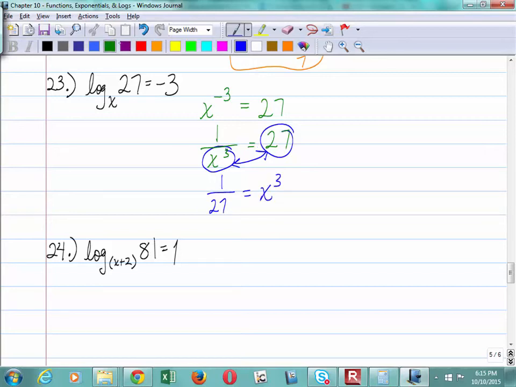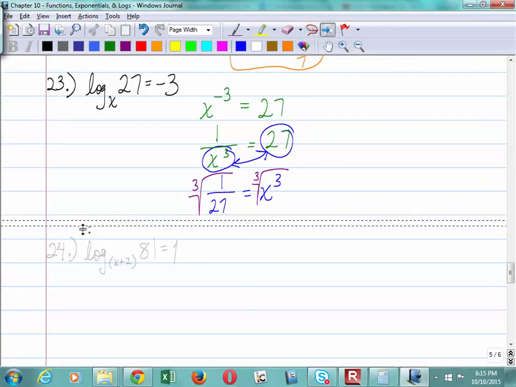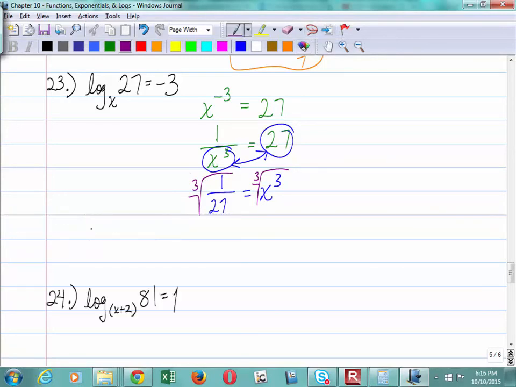So then to solve for x, I would just take the cubed root of both sides of the equation. So I know that 1 to the third power is 1, and 3 to the third power is 27. So therefore the cubed root of 1 over 27 would be 1/3. So 1/3 is equal to x.